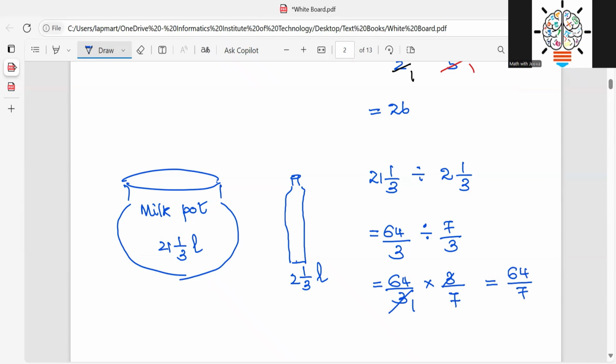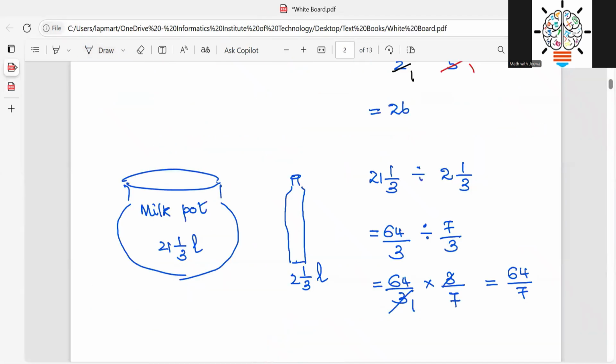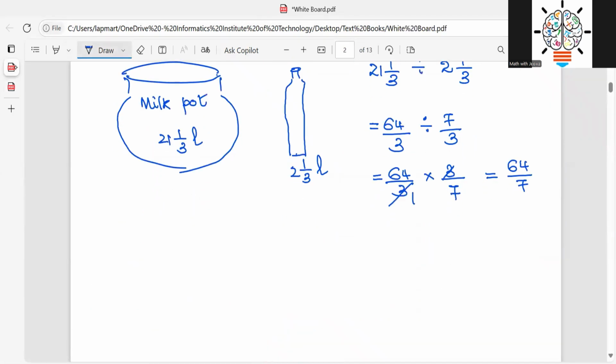Some students are trying to simplify this. They are doing various things. But read the question. They are asking each week, not the daily one. They are asking the weekly requirement. So how do you write this?